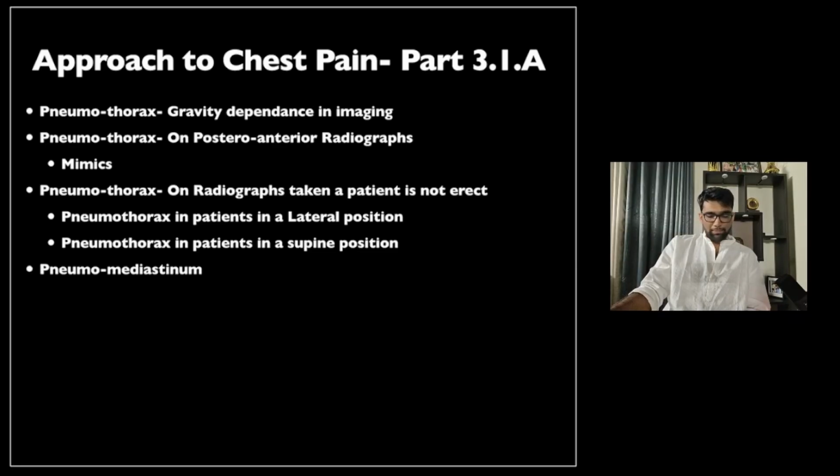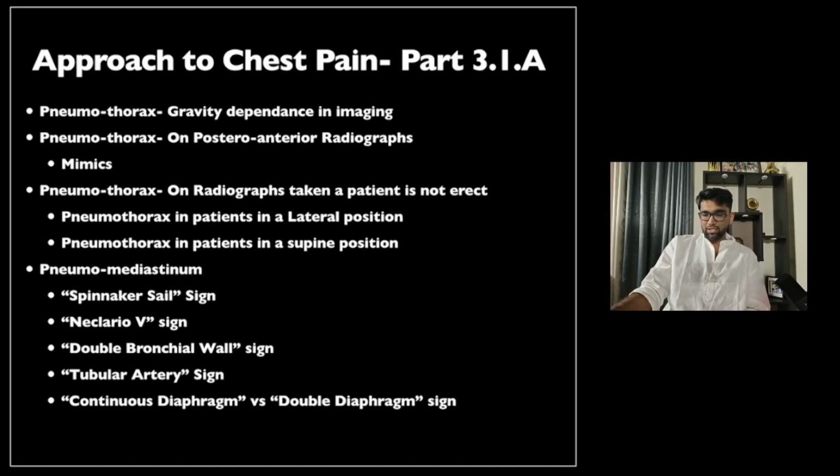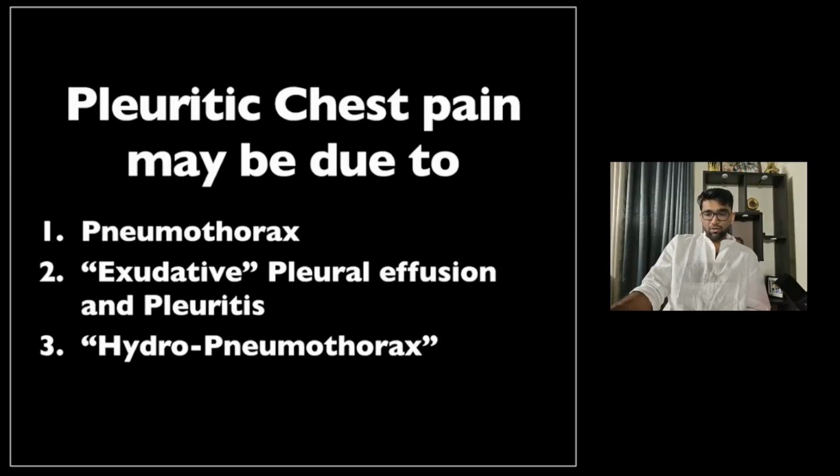So they can co-occur. So we'll talk about the Spinnaker sail sign, the Naclerio V sign. We'll talk about the double bronchial wall sign, the tubular artery sign, and then we'll talk about the continuous diaphragm sign in pneumomediastinum. Differentiate this from something called the double diaphragm sign, which is not seen in pneumomediastinum, but is rather a finding of pneumothorax in a non-erect patient. Hydro-pneumothorax will be the last thing that we'll come to, and that is relatively easy to diagnose on imaging.